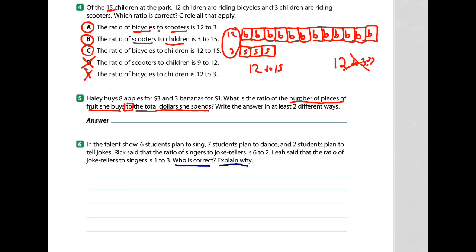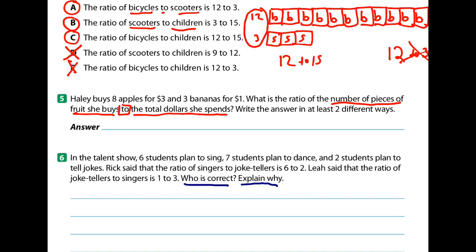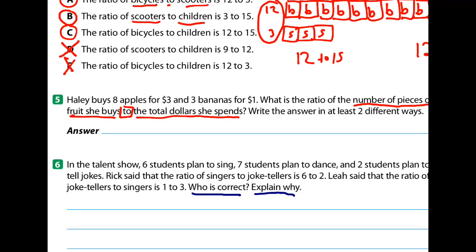All right, so for the first thing, the number of pieces of fruit she buys, we have to add up the pieces of fruit. Now remember, I'm going to switch this to purple. She buys 8 apples, and she buys 3 bananas, which together is 11 pieces of fruit. So the first number should be 11.